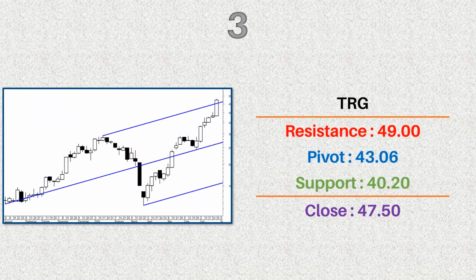The TRG closed at 47.50 level on July 30, 2020. The closing is above the weekly pivot level of 43.06. The weekly resistance and support levels are at 49.00 and 40.20 respectively. Technically, the indicators are strongly bullish and it has managed to close above the upper line of the pitchfork indicator. Note the pivot, resistance, and support levels of monthly chart, posted yesterday.